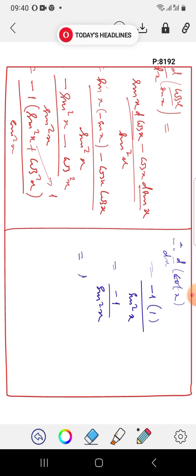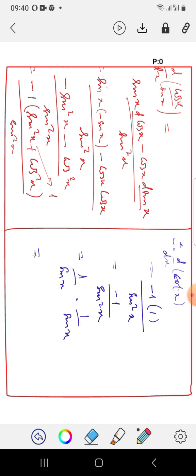So this is the same thing as 1 over sine x times 1 over sine x, which is going to give you cosec, but it's negative. We keep the negative sign so that we don't cancel out the negatives. So this is going to be negative cosec squared x. So that's going to be your answer, which I think is cool.